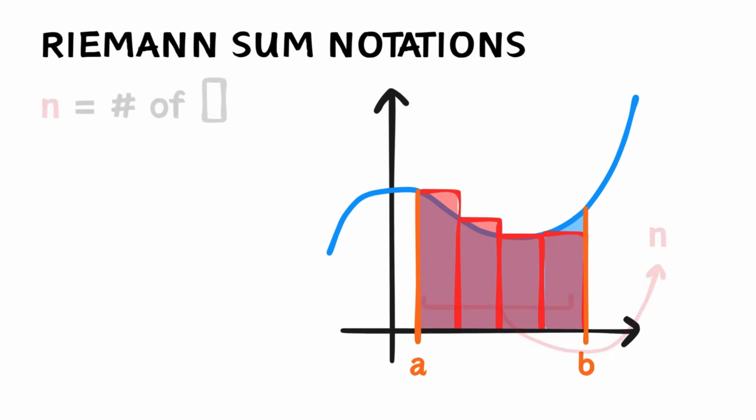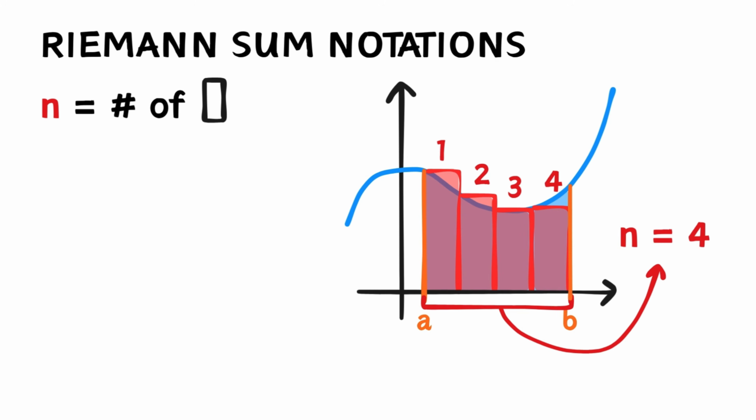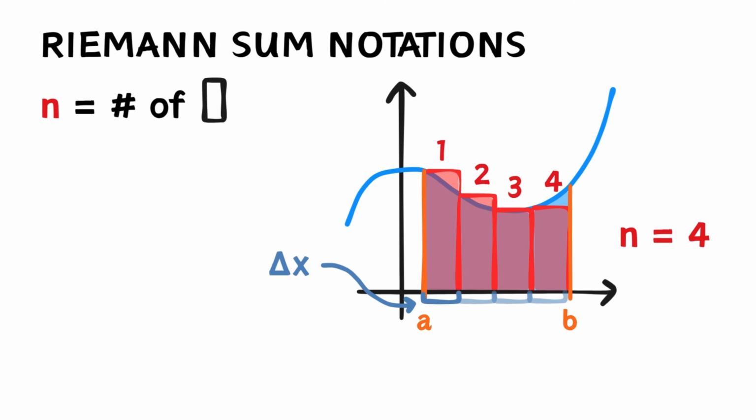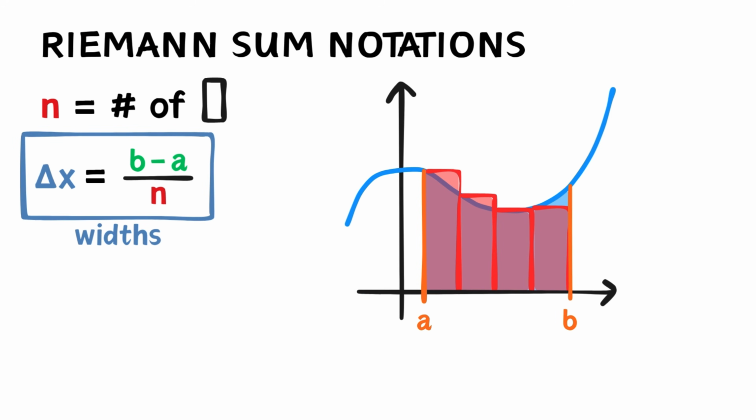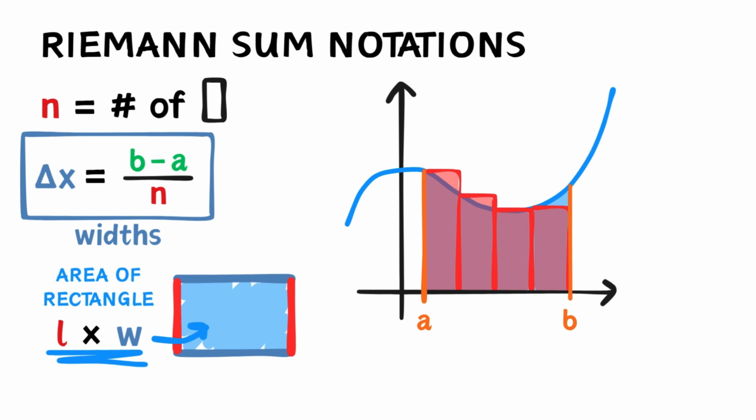To start, let's call the total number of rectangles n, and let's assume that all the rectangles have an equal width. Since each subdivision is equal, then that means each rectangle's width is the total interval divided by n. The area of each rectangle is its height times its width, and we know the width, the interval b minus a divided by n. So what is the height?